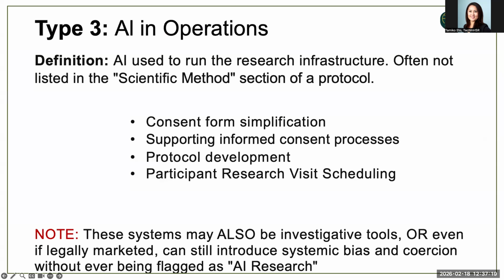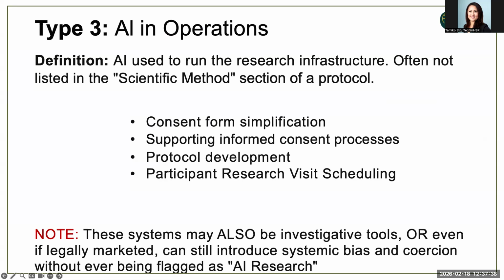So now our third category is often the easiest to miss, and that is type 3, which is AI in research operations or administration. So this type of AI is used to run the research infrastructure and is often not listed in the scientific methods section of the IRB protocol.